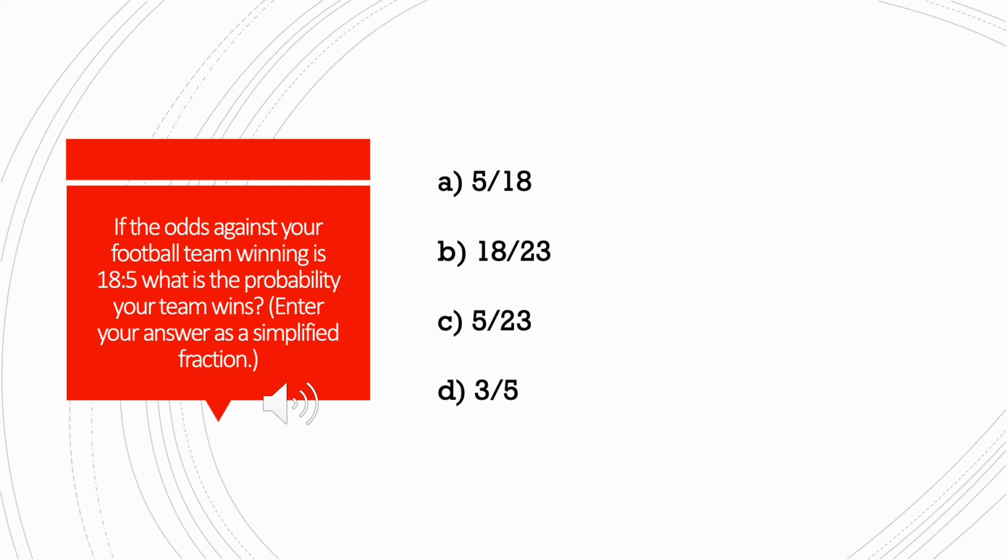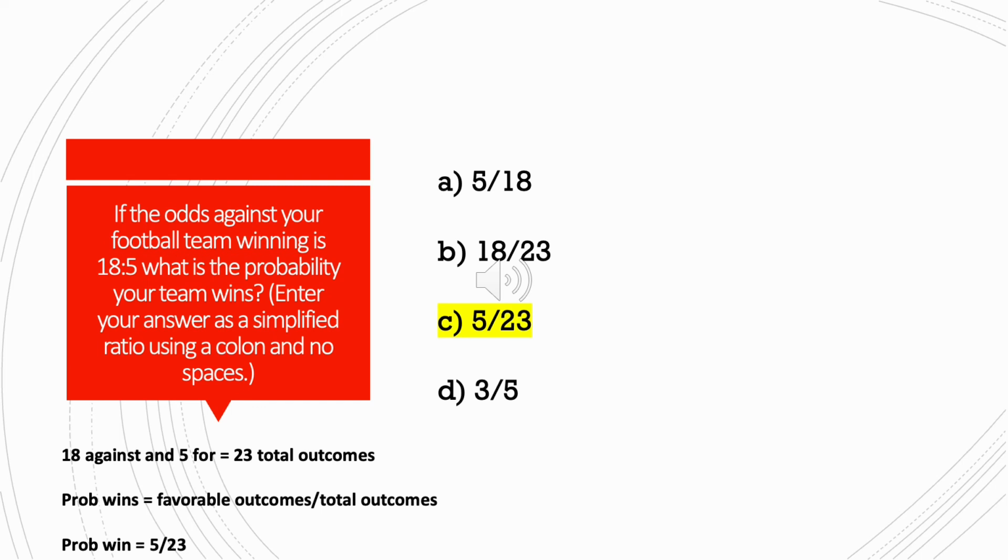If the odds against your football team winning is 18 to 5, what is the probability your team wins? Enter your answer as a simplified fraction. The correct answer choice is C, 5/23.